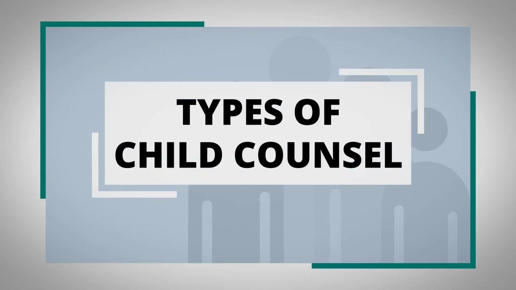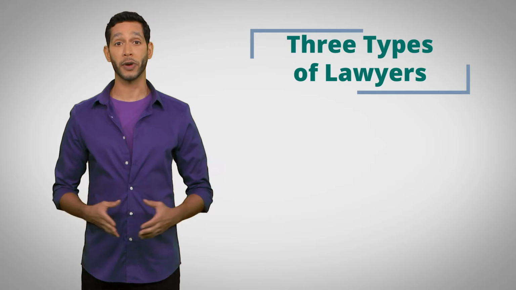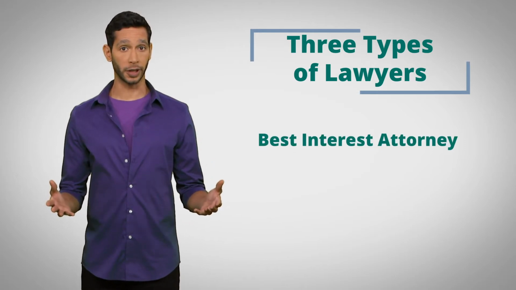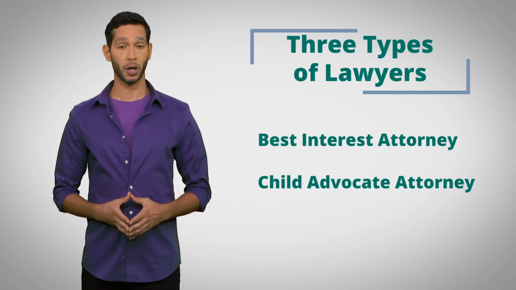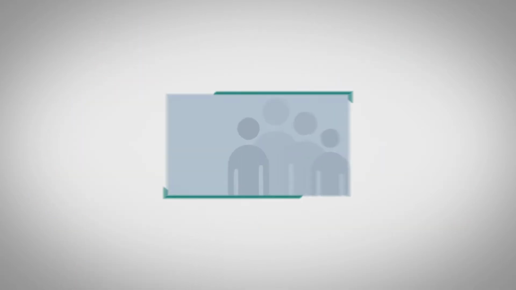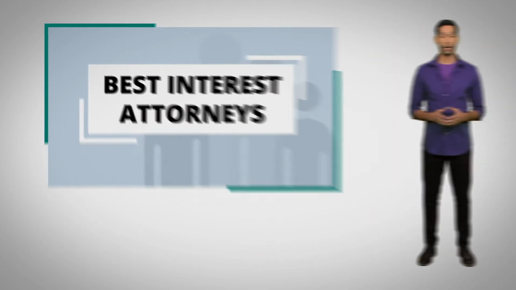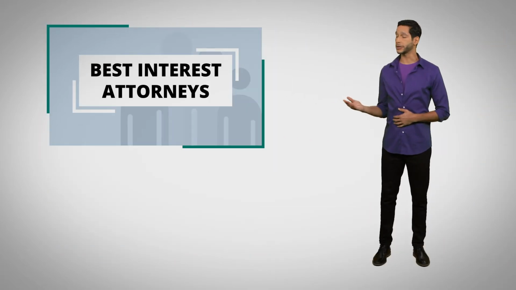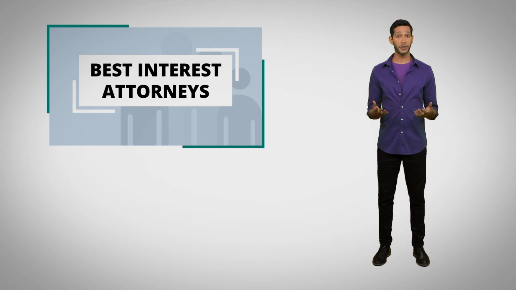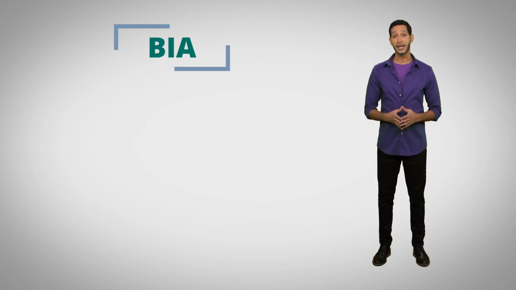Let's talk about the types of child counsel. There are 3 types of lawyers the court may recommend: a best interest attorney, a child advocate attorney, or a child privilege attorney. Let me break this down for you. First, let's talk about best interest attorneys. They are called best interest attorneys for a reason. Their job is to represent the best interests of a child in a custody case. For short, people call them a BIA.